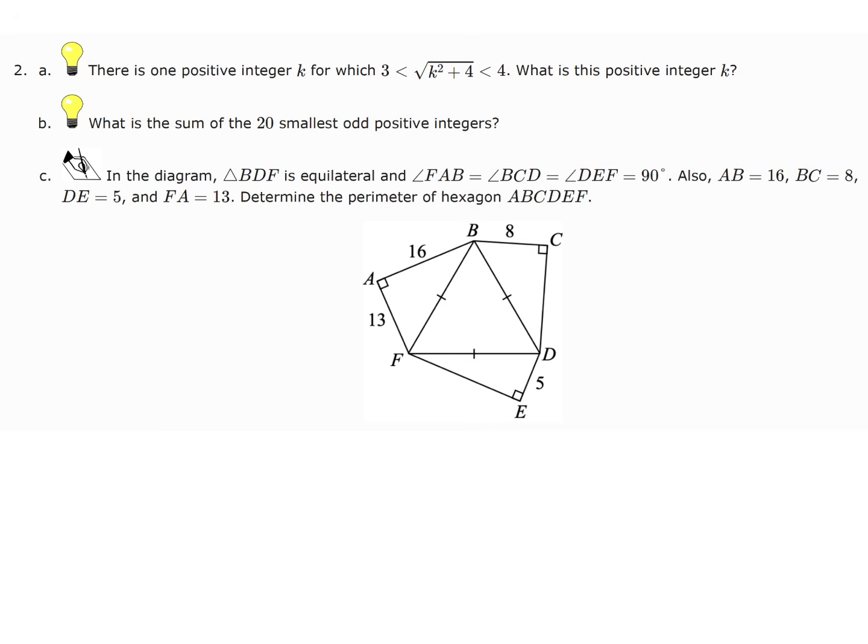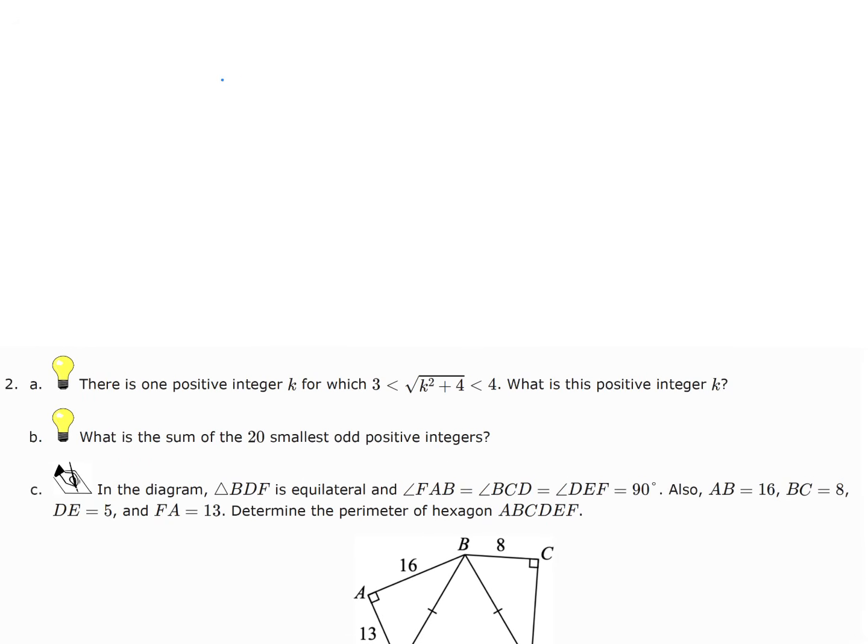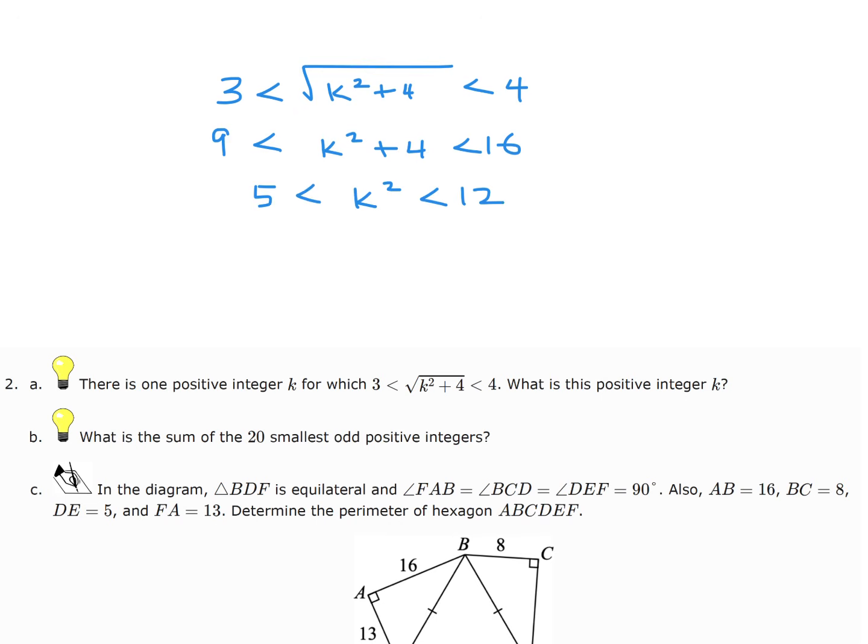There is one positive integer k for which 3 is less than the square root of (k squared plus 4) is less than 4. What is this integer, k? Okay. So we have 3 is less than the square root of (k squared plus 4) is less than 4. Let's square everything. So this becomes 9. The square root therefore disappears, and then this becomes 16. Subtract 4 from everything, and we get 5 is less than k squared is less than 12.